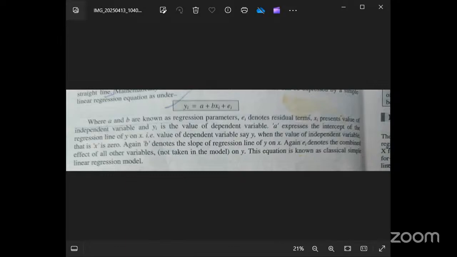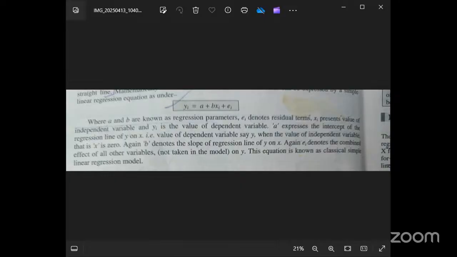And coming to the third one, that is multiple regression, when two or more variables are studied and their relationships are simultaneously worked out, it is a case of multiple regression.